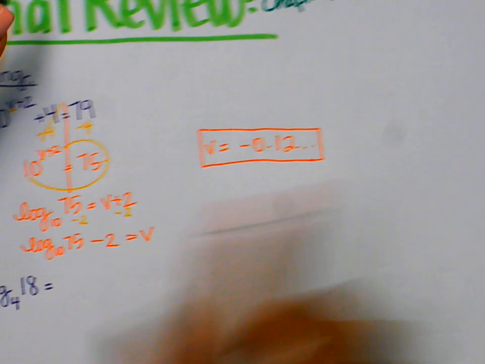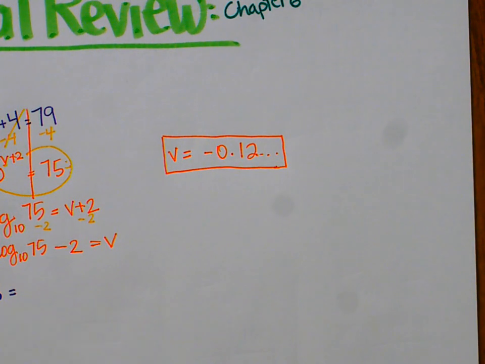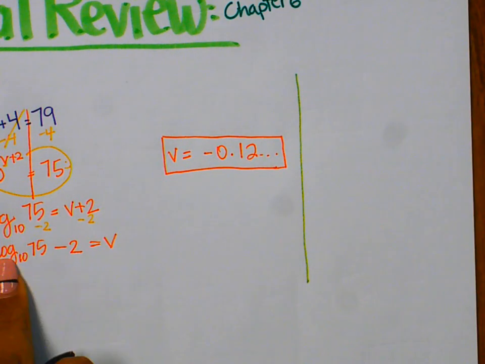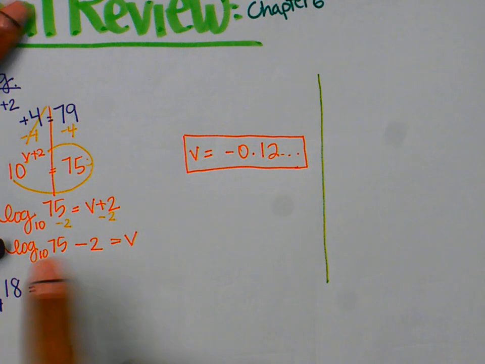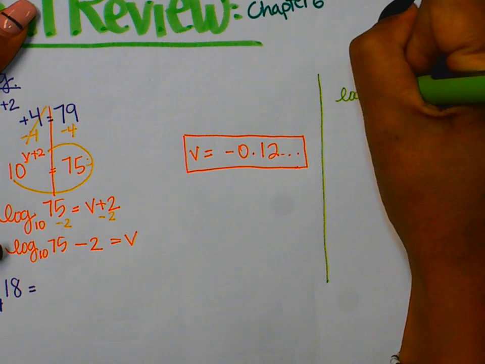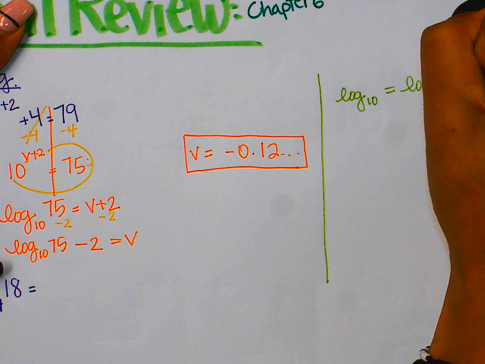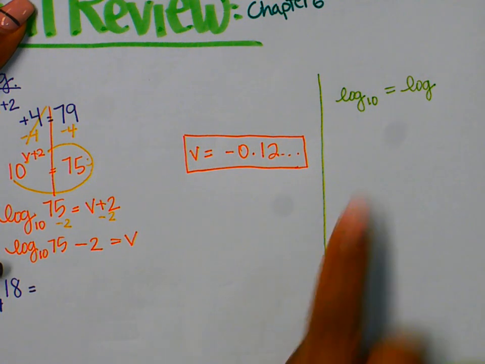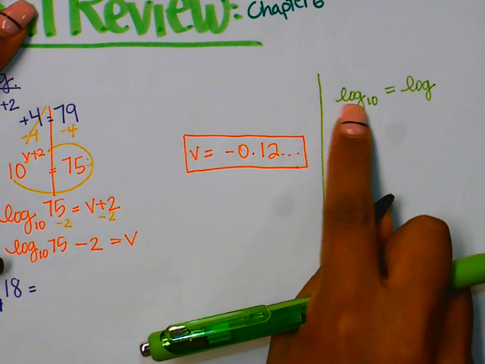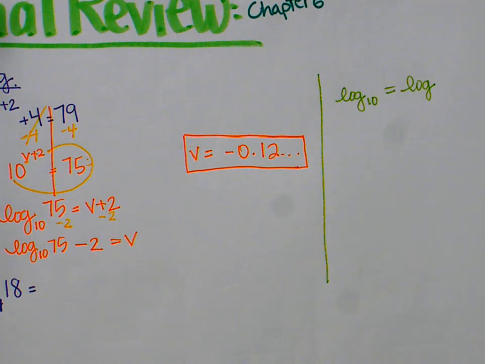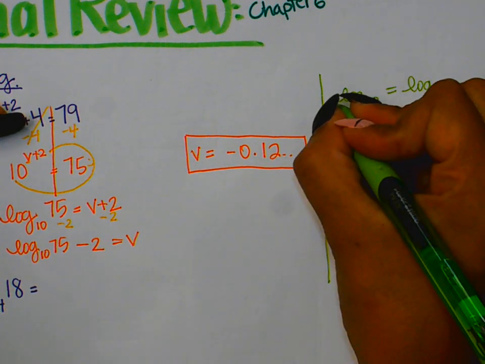A few things to remember about this one, just side notes over here: if you don't see the base, then it equals log base 10. So the 10 can be there or it doesn't have to be. It's just automatic. It's like an exponent. When you see an x, you know it has an exponent of 1.